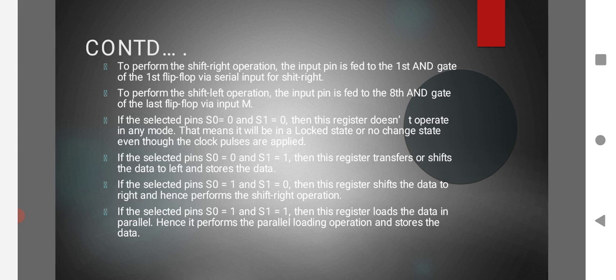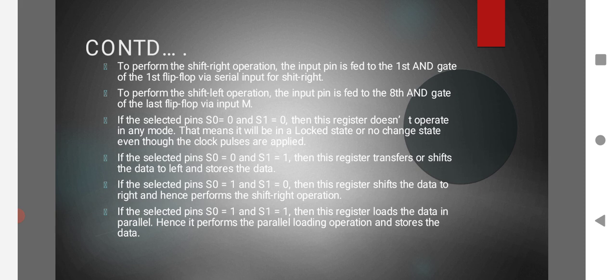To perform the shift right operation, the input pin is fed to the first AND gate and the first F is the serial input for shift right. To perform the shift left operation, the input pin is fed to the 8th AND gate of the last F via input M. If the select pins S0 is equal to 0 and S1 is equal to 0, then this register doesn't operate in any mode. That means it will be in a locked state or no change state, even though the clock pulses are applied.